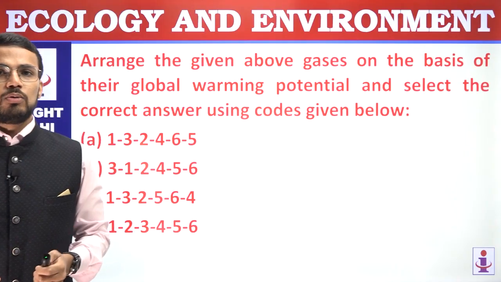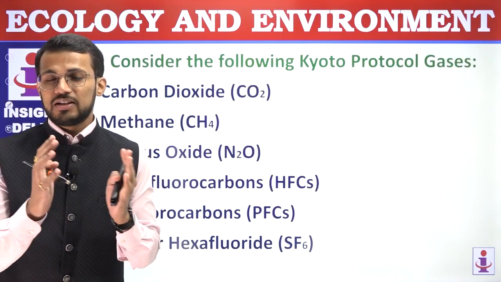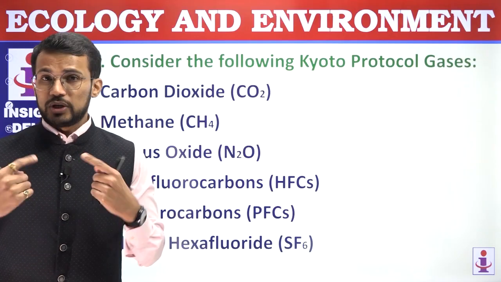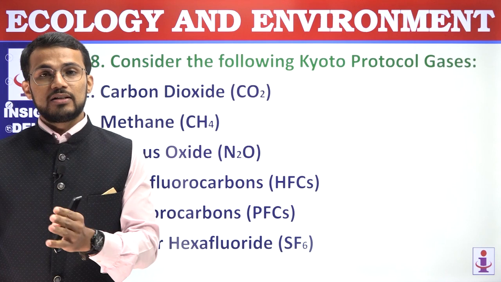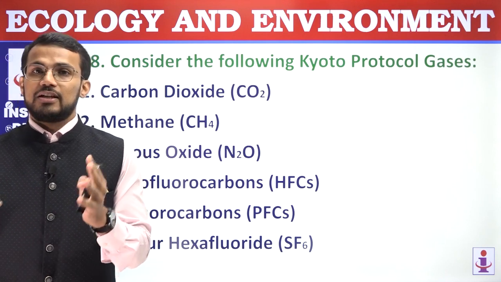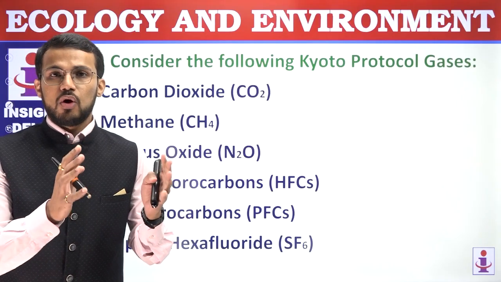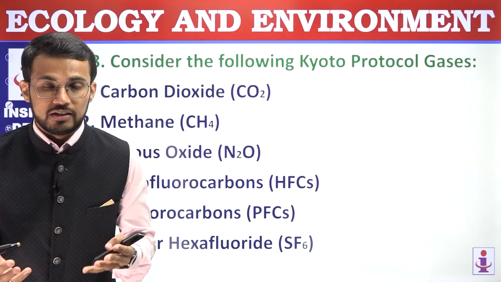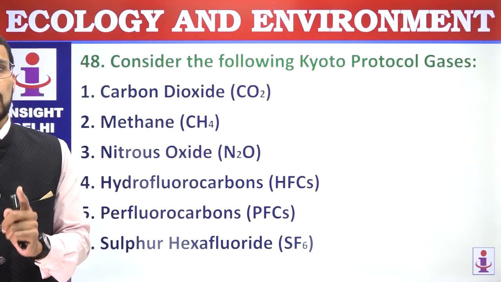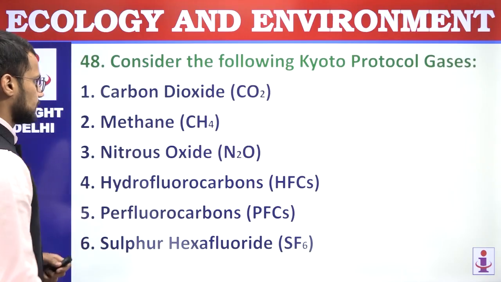First of all, global warming potential is the potential of 1 ton of gas to carry out global warming with respect to 1 ton of CO2 in a span of 100 years. Right? So 1 ton of a gas carries out global warming to what extent in comparison with 1 ton of CO2? That is what is global warming potential.